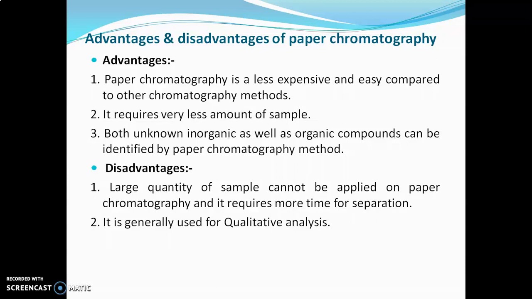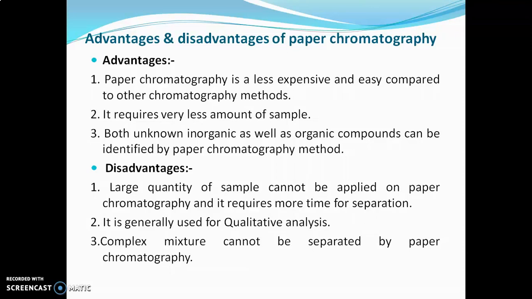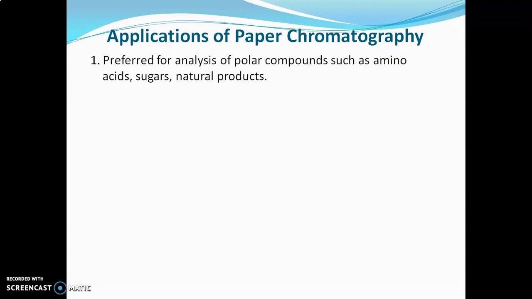It is generally used for qualitative purposes. Complex mixtures cannot be separated by paper chromatography. This is a major disadvantage of paper chromatography. It is less accurate in comparison with HPLC or HPTLC. It is less accurate than TLC also. Now we'll go for applications of paper chromatography.